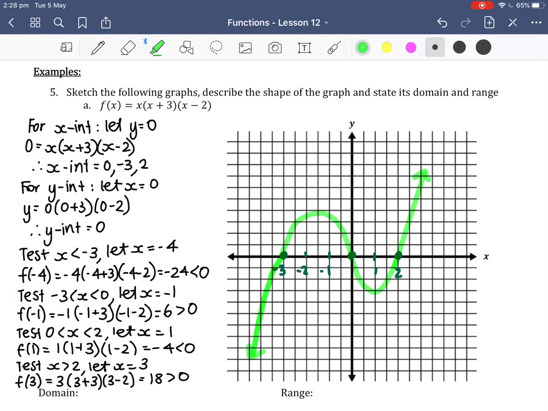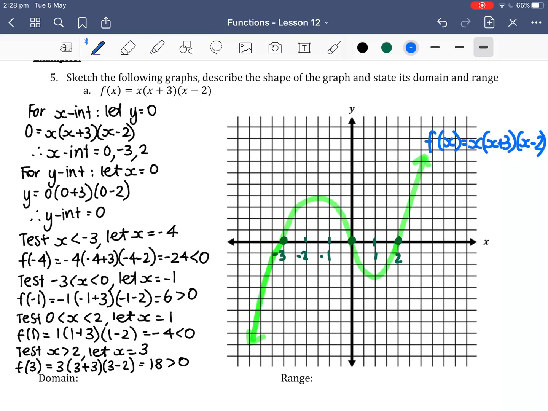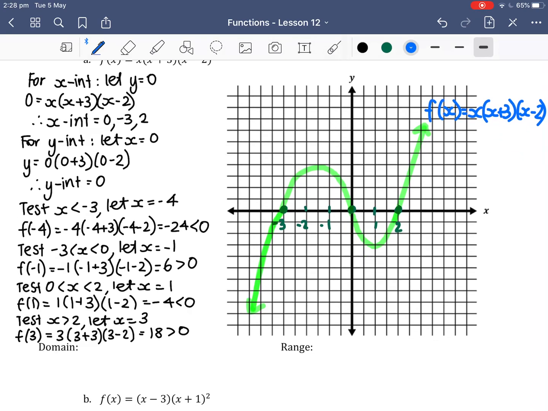So now we have sketched our function f bracket x equals x bracket x plus 3 bracket x minus 2. So let's label our graph. Now we want to state the domain and the range of the graph. So the domain of the graph, it works for all x values. So it's going to be negative infinity to infinity. And our range works for all y values. So it's negative infinity to infinity.